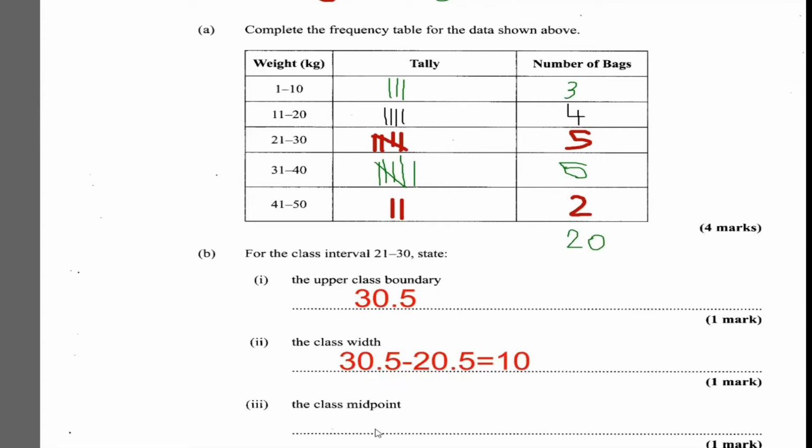All right. The next point is the midpoint. The midpoint is equal to a half of the upper class boundary of 30.5 plus the lower class boundary of 20.5. So 30.5 plus 20.5 divided by 2, or times a half, that's 25.5. So that's the class midpoint, 25.5.